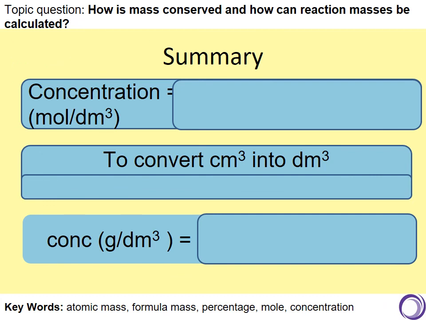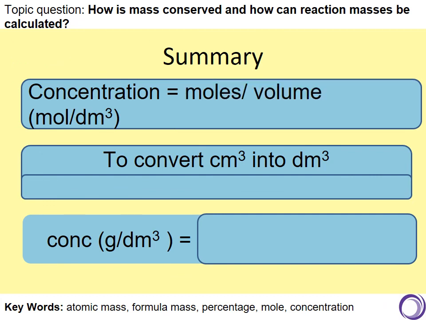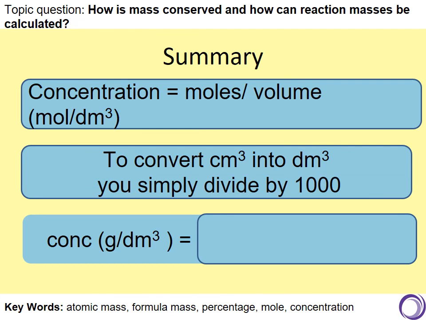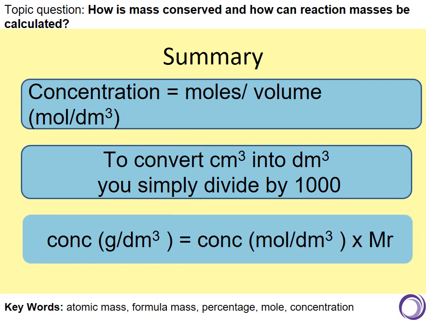So to summarise, concentration is moles divided by volume. If we convert centimetres cubed to decimetres cubed, we divide by 1,000. And to work out the concentration in grams per decimetre cubed, we take the concentration in moles per decimetre cubed and multiply that by the formula mass.